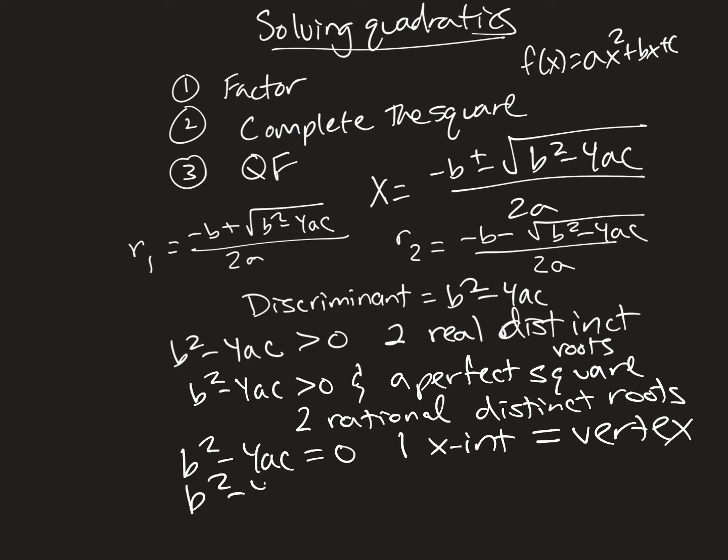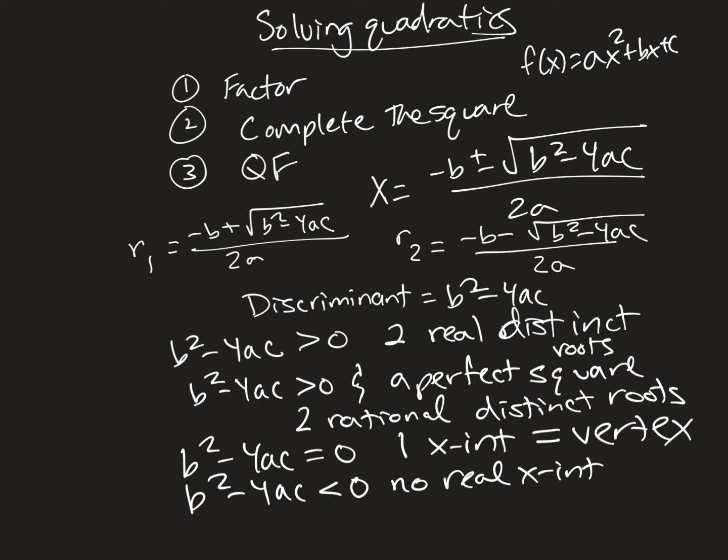If b squared minus 4ac is less than 0, that means I'm going to have a negative in a square root. It's going to involve i's, so I'm going to have no real x-intercepts. Since we're only graphing over the reals, we're just going to say no x-intercepts. If I ask you to solve over the complex numbers, then you would give me an answer in terms of i. But in terms of a graph, there's no real x-intercepts.